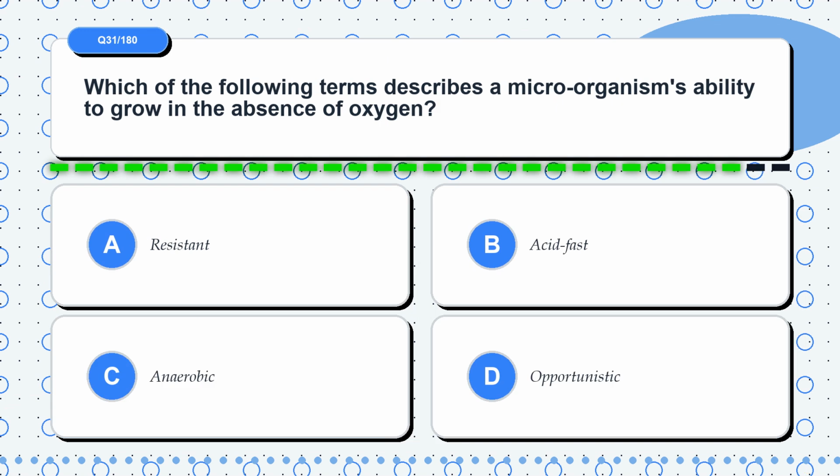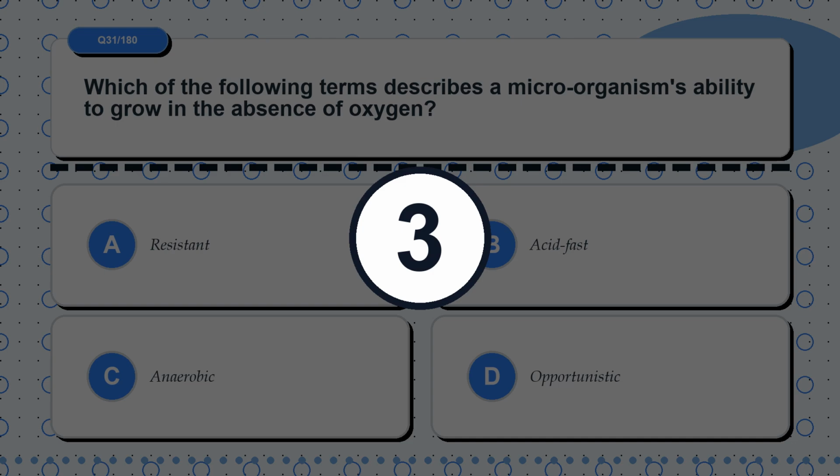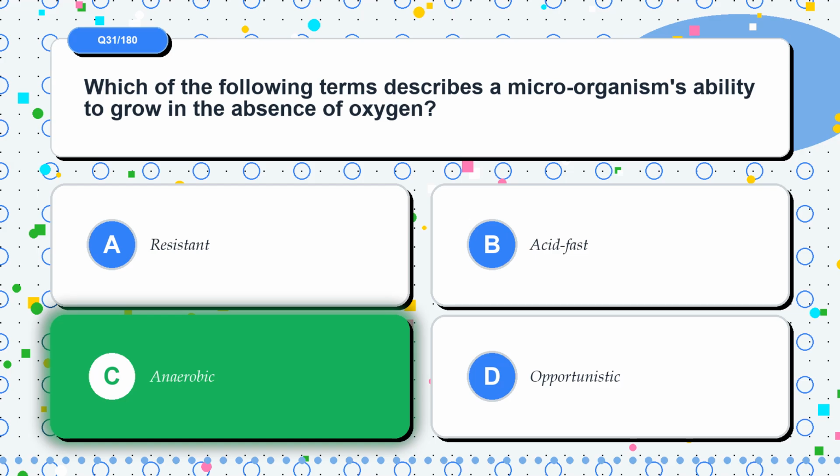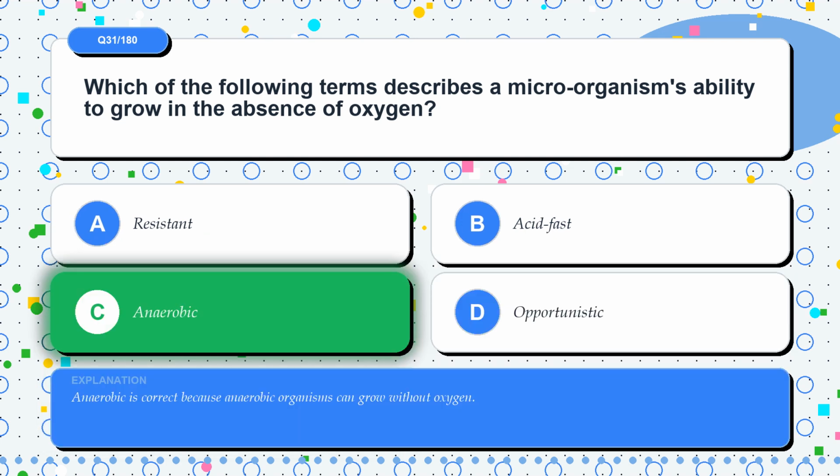Question 31. Which of the following terms describes a microorganism's ability to grow in the absence of oxygen? Here are the options. Option A, Resistant. Option B, Acid fast. Option C, Anaerobic. Option D, Opportunistic. The correct answer is option C. Anaerobic. Anaerobic is correct because anaerobic organisms can grow without oxygen.